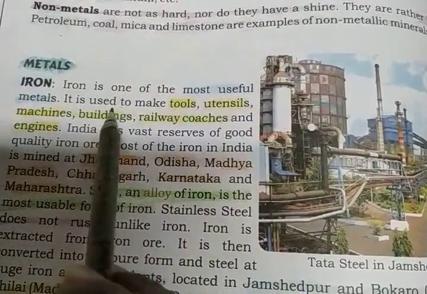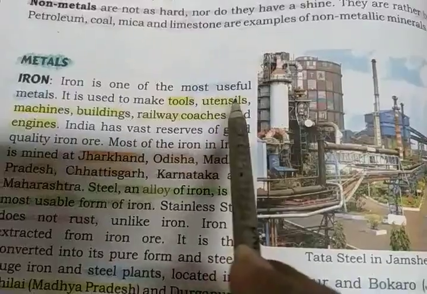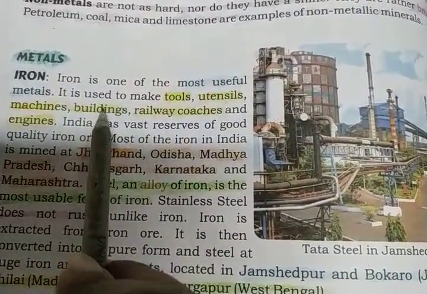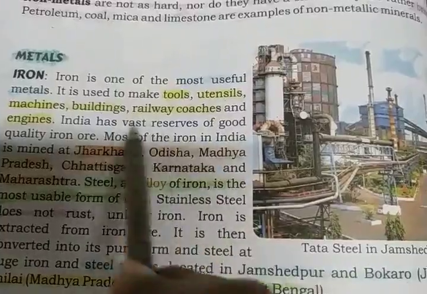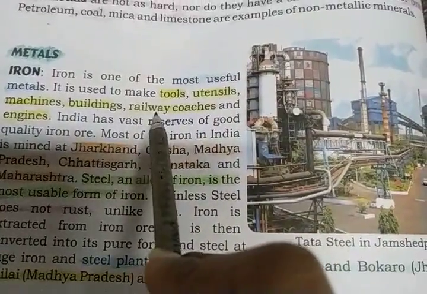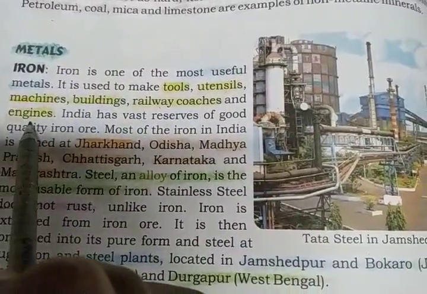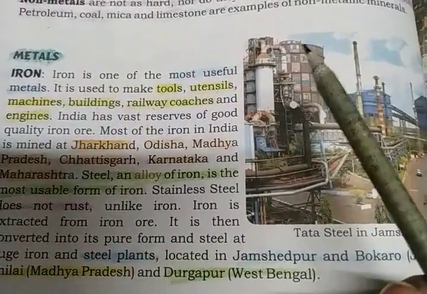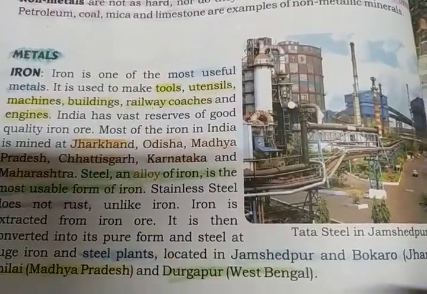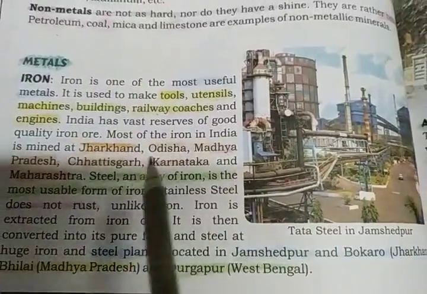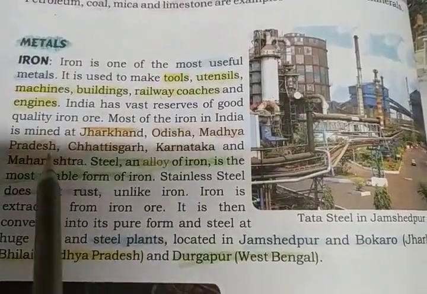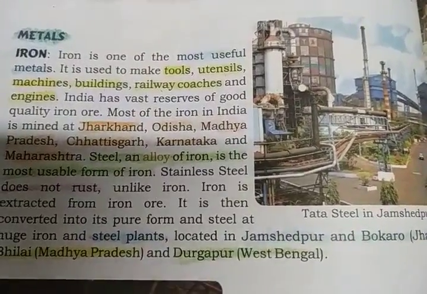So here it is used to make tools, utensils यानी बर्तन, machines, buildings, railway coach, वो railway जिसमें हम ट्रेन में बैठ के जाते हैं. It is also made up of iron, and engines. India has a vast and good quality of iron ore. So in India we get a good iron quality. And most of them are present in Jharkhand, Odisha, Madhya Pradesh, Chhattisgarh, Karnataka and Maharashtra.